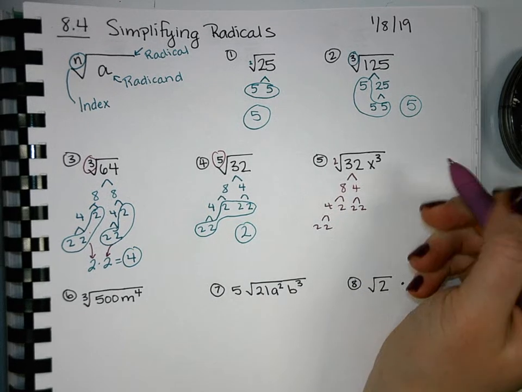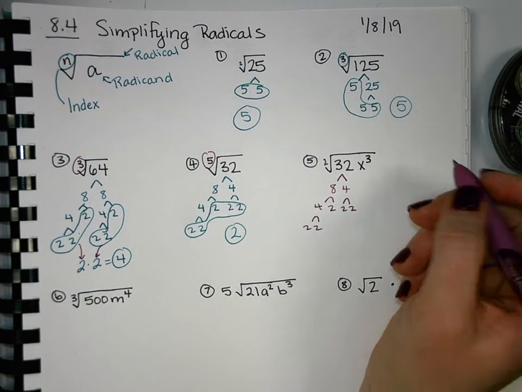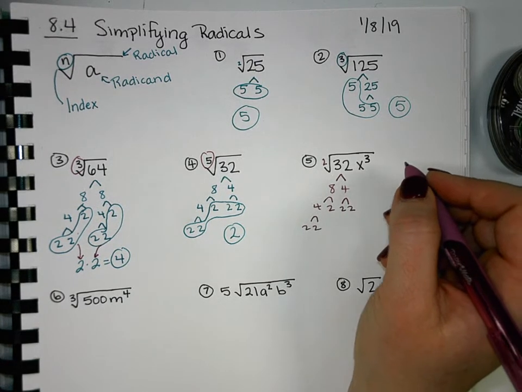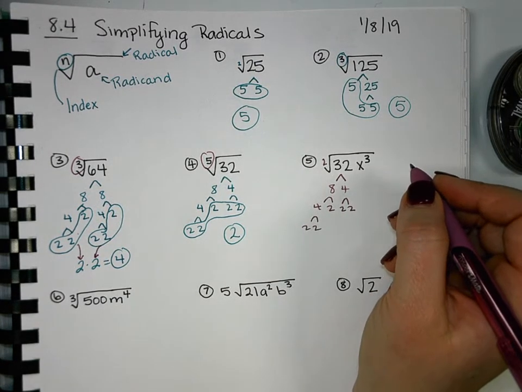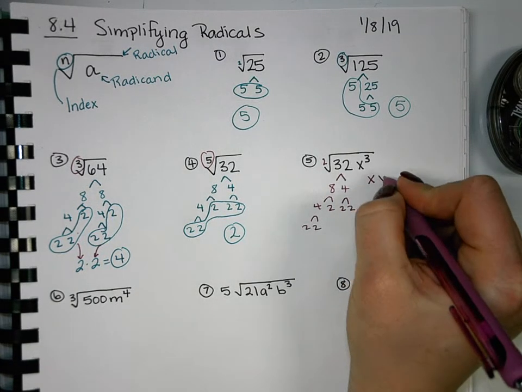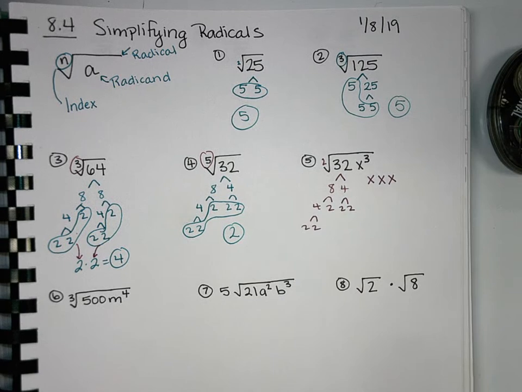Now what about x to the third? How do we break down x to the third? What does that mean? How many x's do you have? 3. So whenever you see variables, I just list them out in expanded form. So I have my 3 x's.